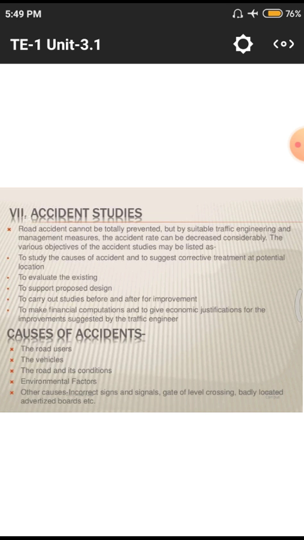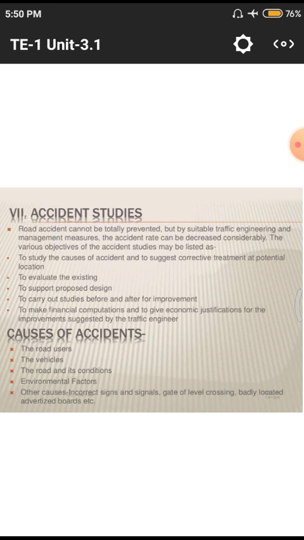Next one is the badly located authorized boards. That means authorized boards, these are also called advertisement boards. These are also called flexi boards. Due to these flexi boards also, in definite seasons like rainy seasons and some summer seasons, we have a huge quantity of wind flowing in the environment. So due to this wind flowing at high speeds, these flexi boards get damaged, and those damaged flexi boards also lead to accidents.